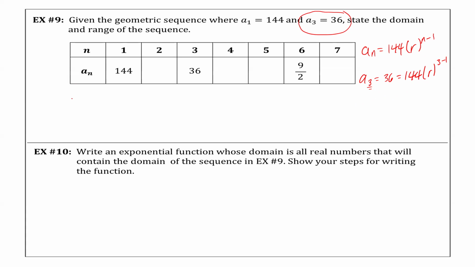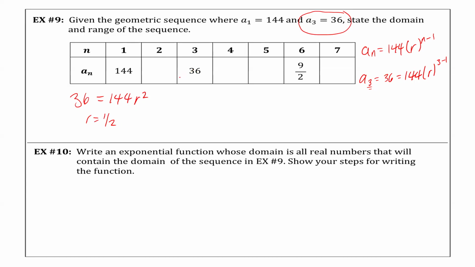So you're left with 36 equals 144 times r squared. Can I solve for r from there? What do I do? I'm going to divide by 144 and then take the square root. Does that make sense? And then from there, I will know what I'm multiplying by to get my value. So our r equals what? r equals 1/2.